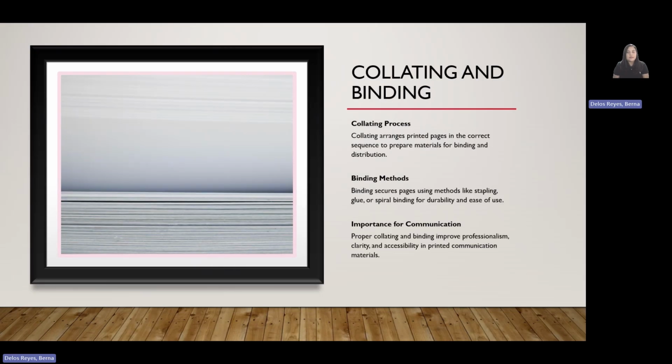Collating and binding. Collating, step 15, involves arranging printed pages in the correct order, while step 16, binding, secures them together using methods such as stapling, glue, or spiral binding. These final steps prepare the materials for distribution, ensuring they are user-friendly and durable.